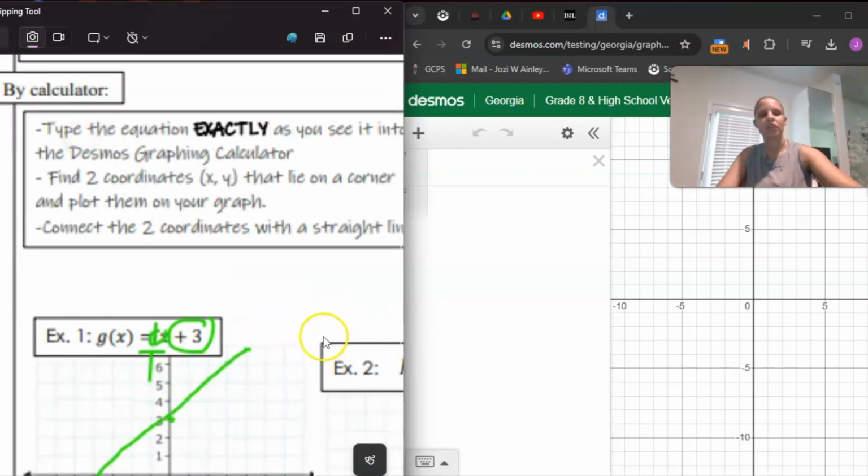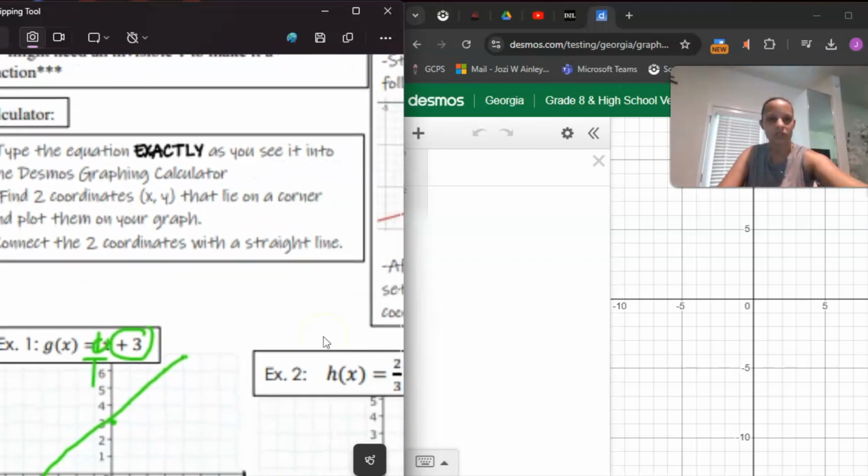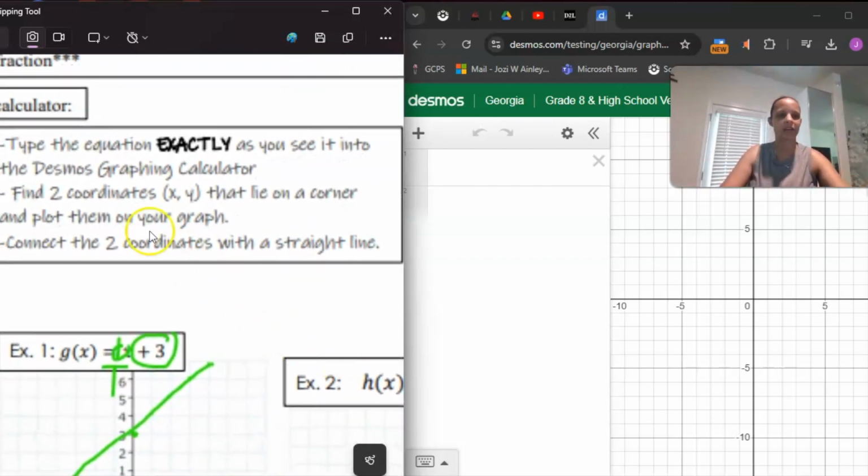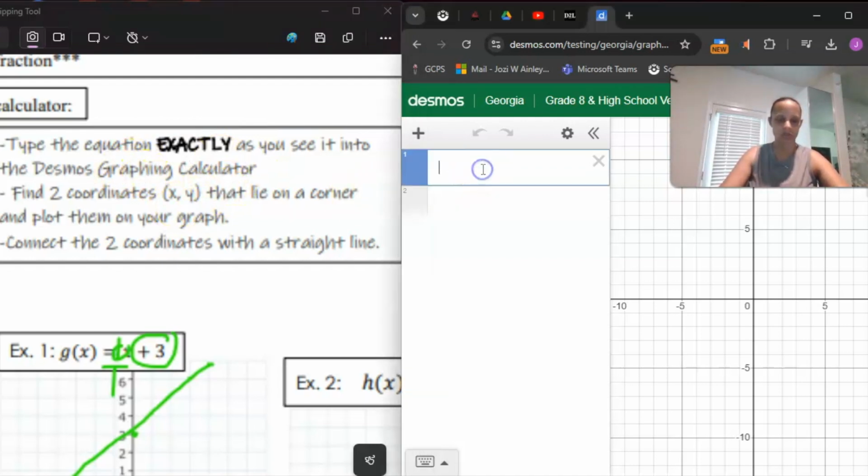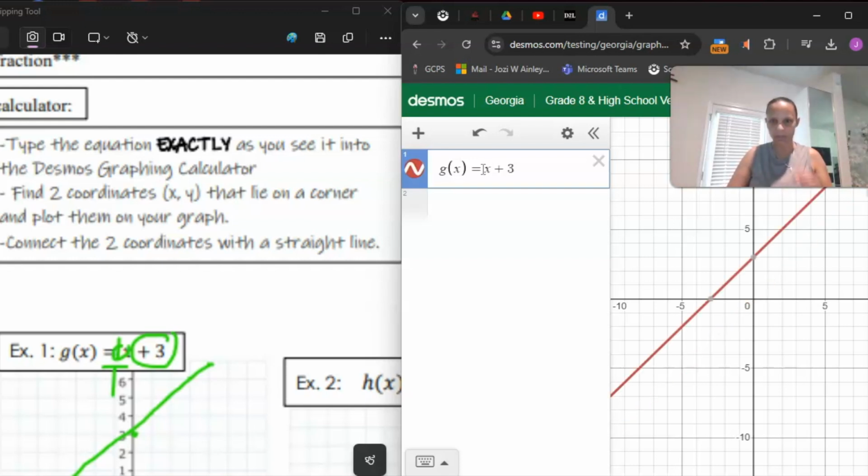Okay, but if you didn't understand it, that's fine, because the focus of this class right now is going to be do it by calculator. So it says type the equation exactly as you see it into the graphing calculator. So first question is going to be, and you can type g of x, let's see if it'll show up real quick. If it does not show up, we do have to have y equals. So let me just make sure real quick. Oh, it shows up, so that's fine. Typed it in exactly what I saw, okay?